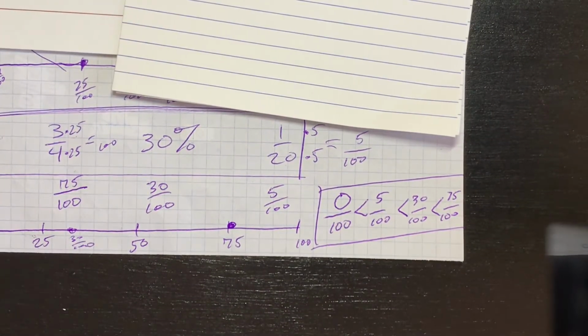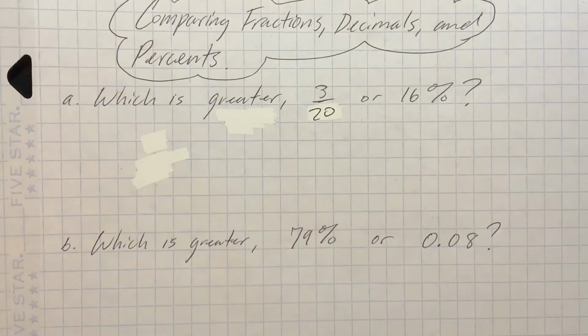And that's basically all you do when you compare and order fractions, decimals, and percents, putting them in order from least to greatest. All right, thank you. All right, we're going to move on and do the next example.